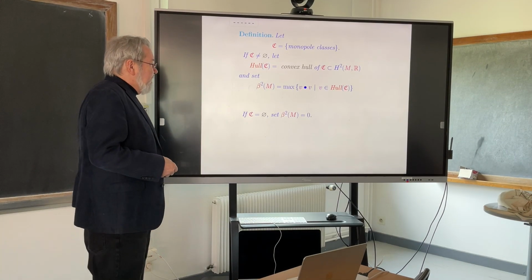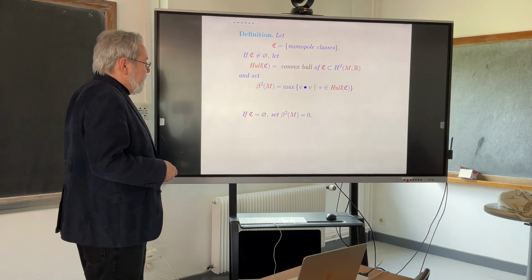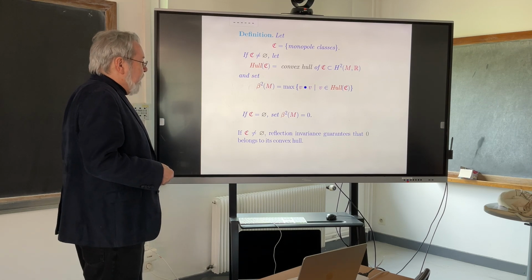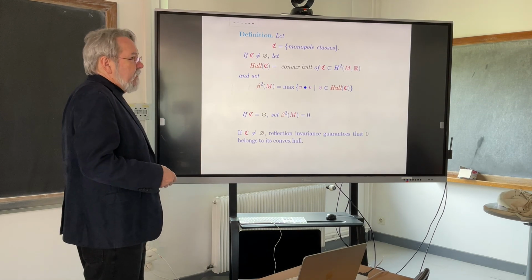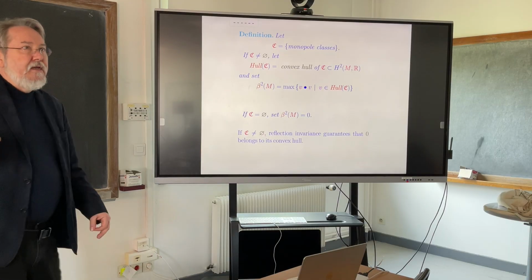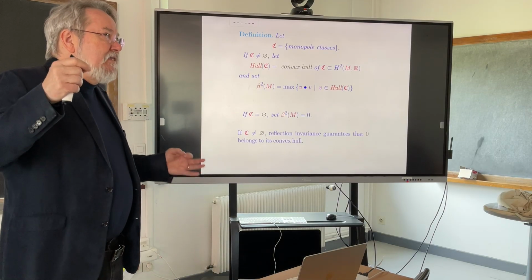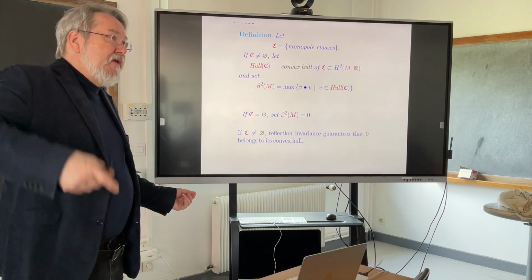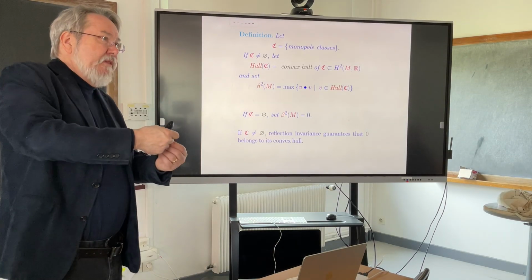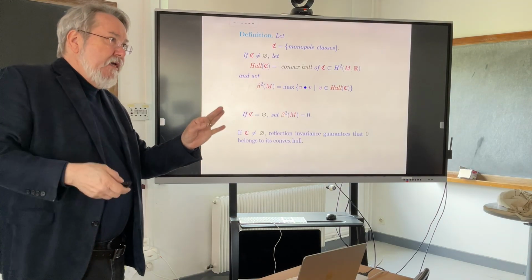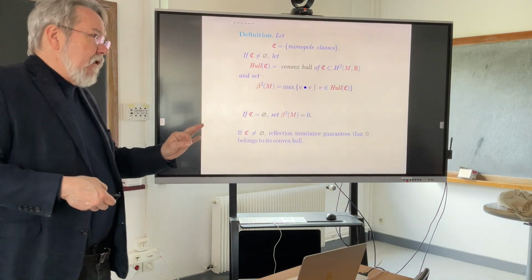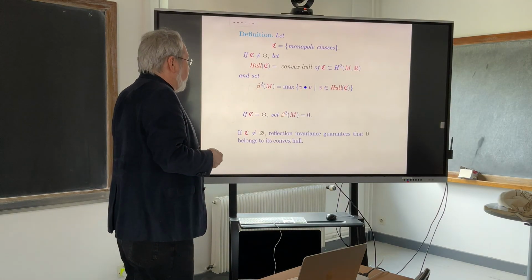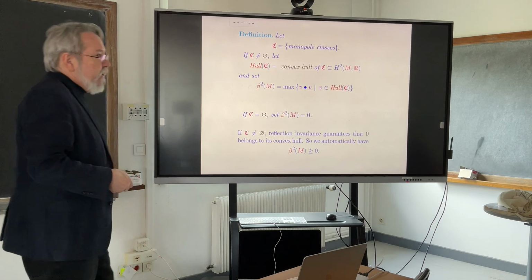If C is empty, then as a convention, we say beta squared is equal to 0. And then if C is not empty, we can use the reflection invariance of the set of monopole classes. So the set of monopole classes is invariant under multiplication by -1. So if you have a non-zero element, multiply it by -1, take a suitable linear combination, take a point on the line, it is 0. 0 is automatically in the convex hull. So when you're taking the maximum here, one competitor is 0 times 0 is 0. So this maximum is greater than or equal to 0.